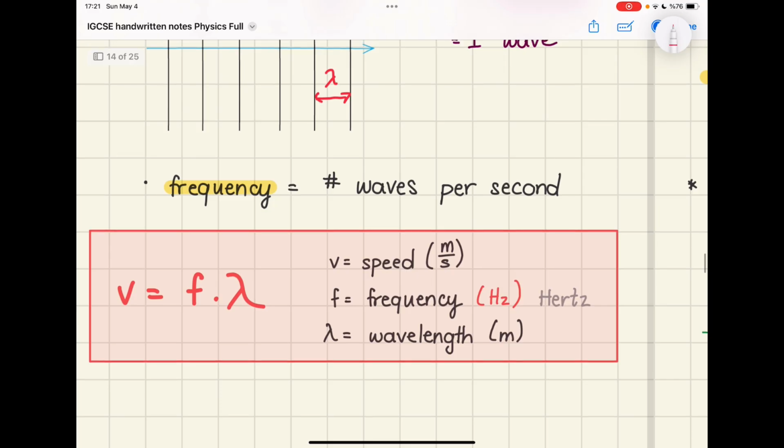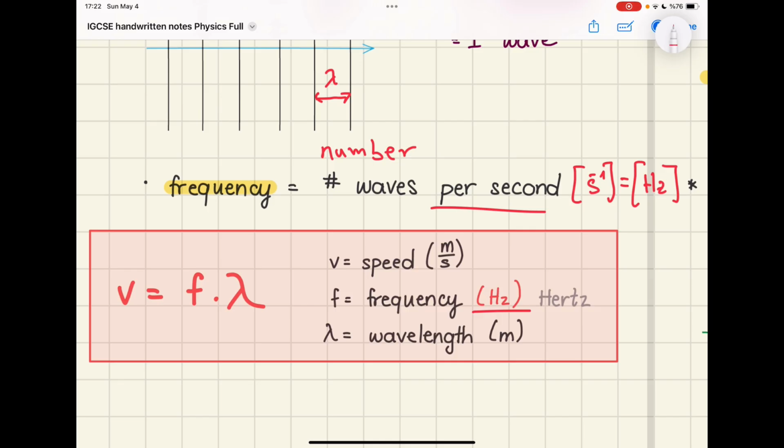Frequency is the number of waves per second. This is the reason why frequency is measured in hertz. Remember, in the square brackets we usually put the units. So this would be second to the power of -1, which would be an SI unit, but it has its own name, which is hertz. Do not forget that it is 1 divided by second, or second to the power of -1.